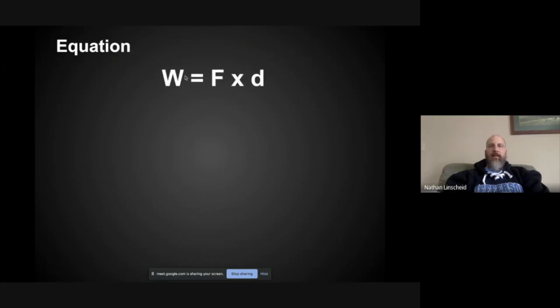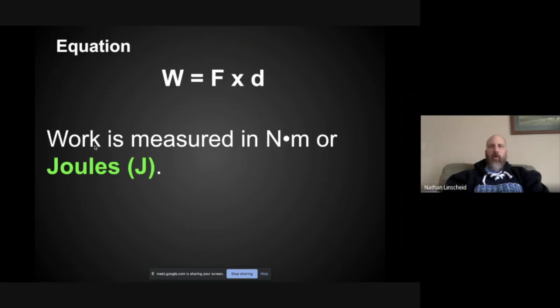Now, mathematically, we figure out work using this equation, W, which stands for work, and this is why we didn't use W when we talked about weight, because we just have too many W's. So W stands for work, F stands for force, and D stands for distance. Force times distance is your work. We measure work in a unit called the joule. Remember, force is measured in newtons. Distance is measured in meters. So you get newtons times meters.